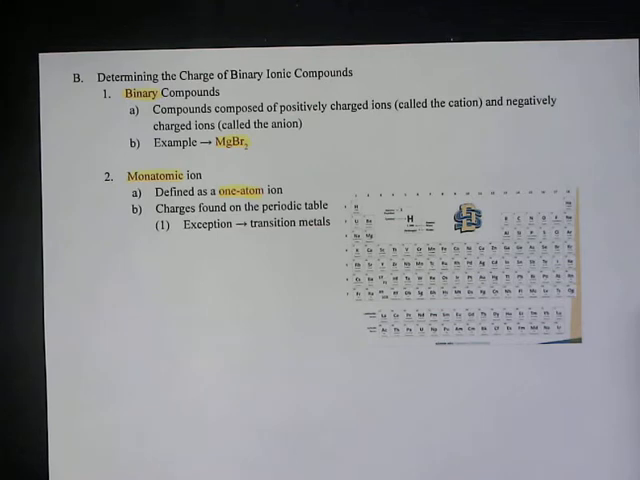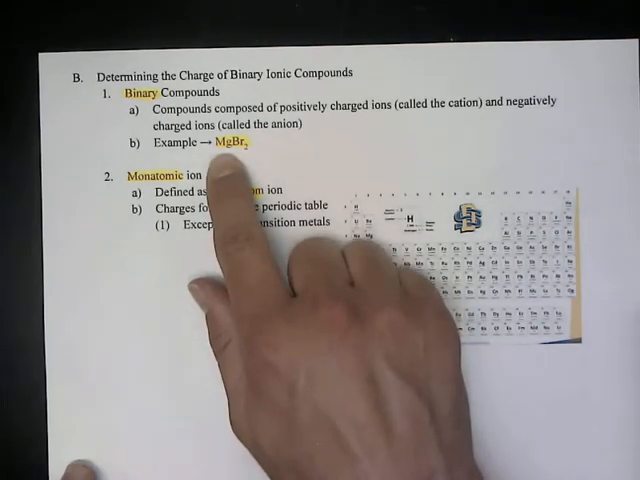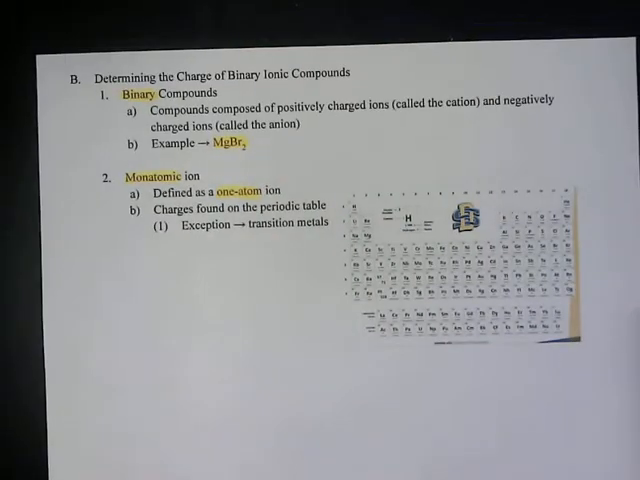Now, a monatomic ion is a 1-atom ion. So magnesium is 1 type of ion, and so that would be a monatomic ion. Okay? What we can do here is this. For a monatomic ion, we can find the charge using the periodic table.